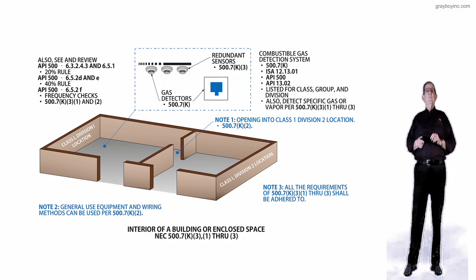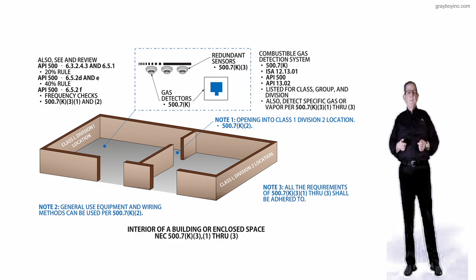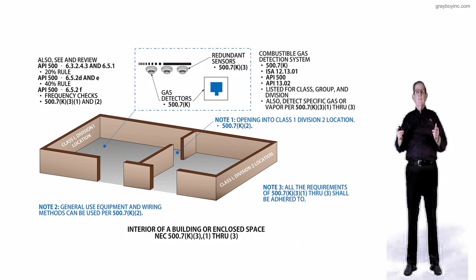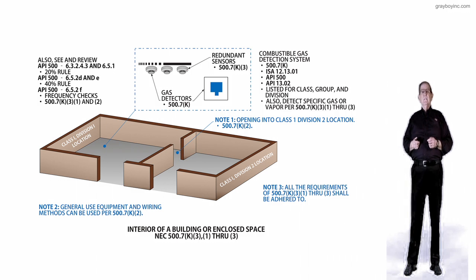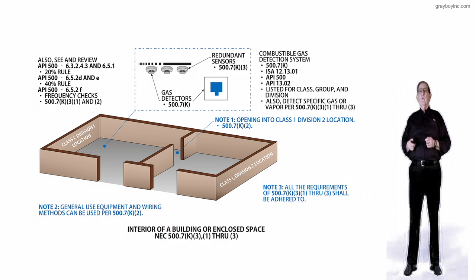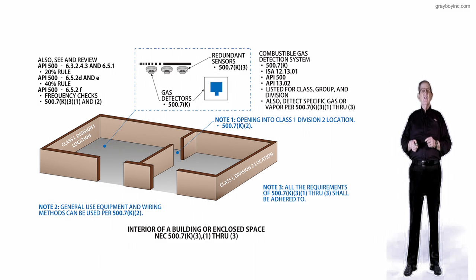The API 500 6.5.2F is our frequency checks, and then again we want to review the NEC 500.7 K1 and K2, and then you see the type of protection technique is defined in Part 3 to Article 100 if you should want to obtain the definition of such a technique. Now, let's review the notes. Note 1, with the arrow and a dot at the door, talks about opening into a Class 1 Division 2 location, which is talked about in 500.7 K2.